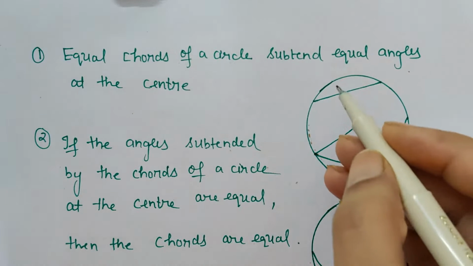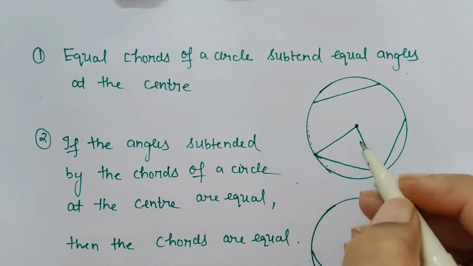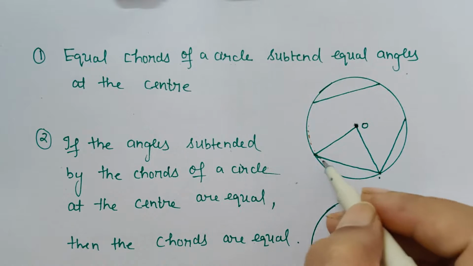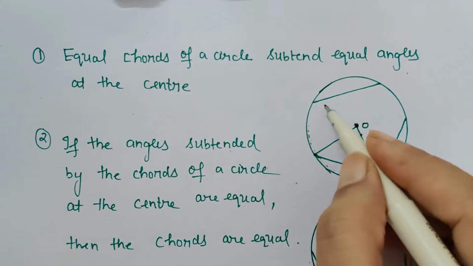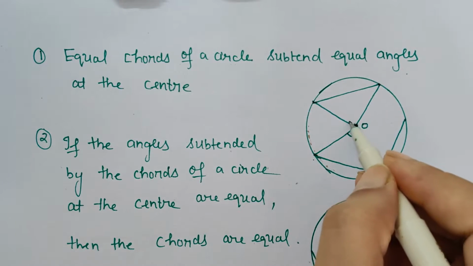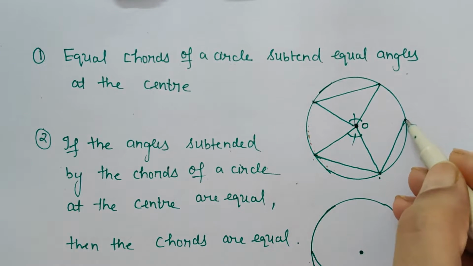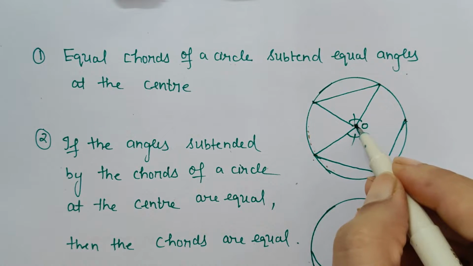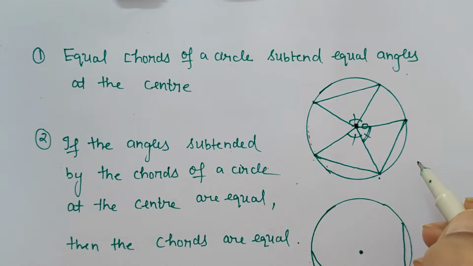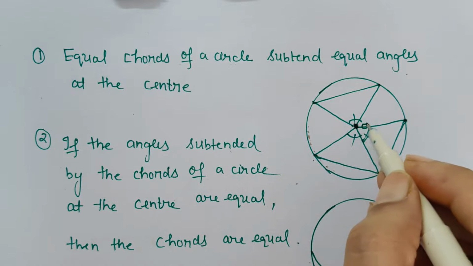What does it mean? It means that if we have two chords or more than two chords and their length is the same, then the angle subtended by them at the center of the circle, like this chord is subtending this angle at the center. Similarly, if this chord is of the same length, the angle subtended by it will also be the same as this; these two angles will be equal. Likewise, if the same length chord is here, again the angle subtended by it at the center of the circle will be the same. So this is one property: equal chords subtend equal angles at the center.